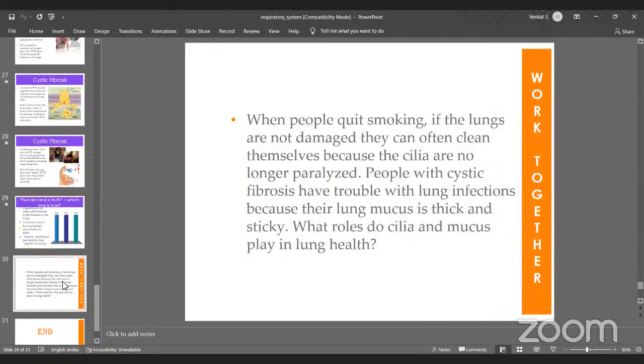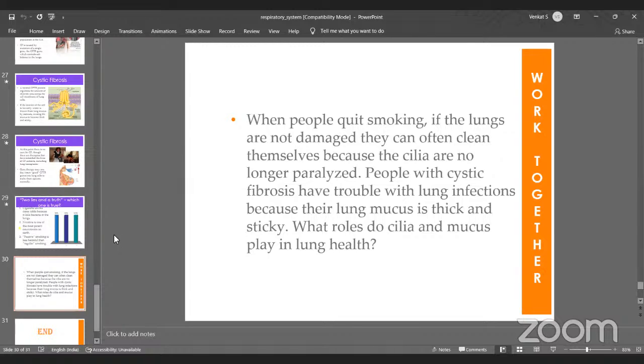So next one: when people quit smoking, if the lungs are not damaged, they can often clean themselves because the cilia are no longer paralyzed. People with cystic fibrosis have trouble with lung infections because their lung mucus is thick and sticky. What role do cilia and mucus play in lung health?